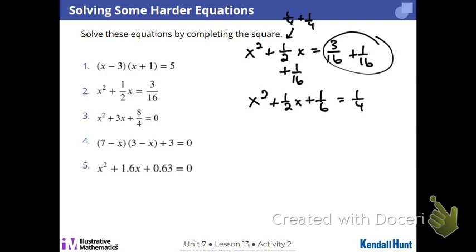This is 4/16, which is 1/4. That's why I wrote 1/4. Oh, I said 16th and wrote 6. There we go. So now I'm going to factor it because I completed the square. I've got a 1/4 times 1/4 to get me my 1/16. I've got a 1/4 plus 1/4 to get me my 1/2. And I am left with 1/4 on the right side.